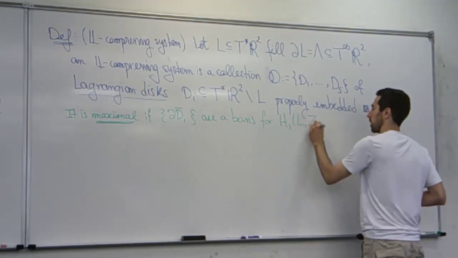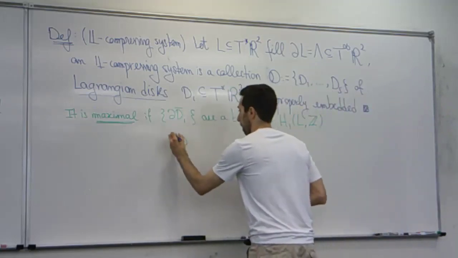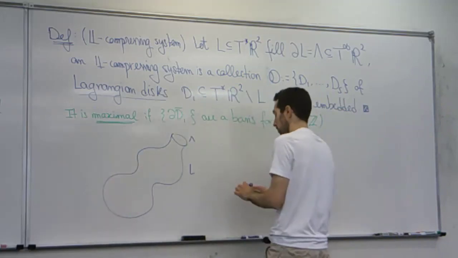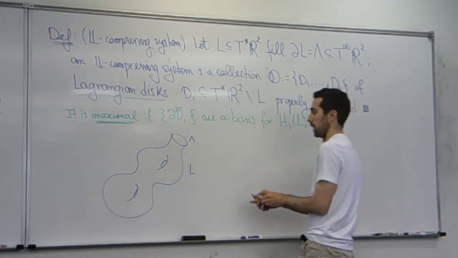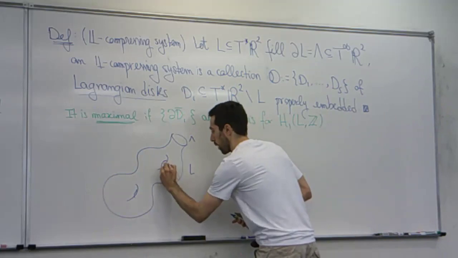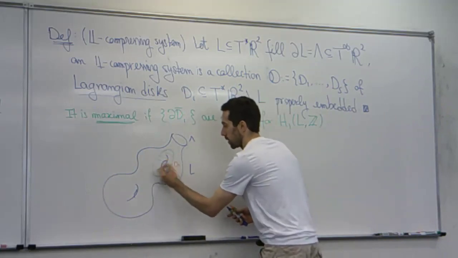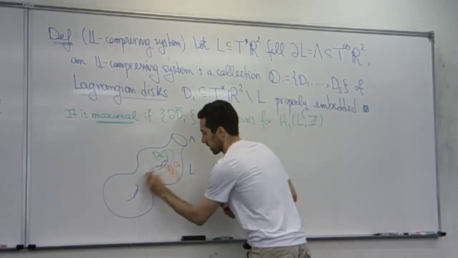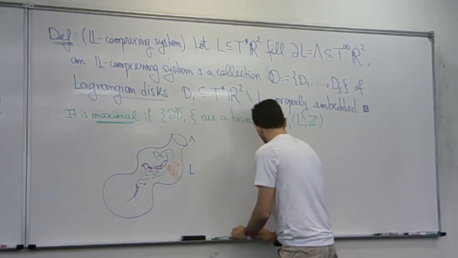So maybe the picture is worth 1,000 words here. You have your Lagrangian filling in here. That's L, that's lambda at the boundary. And now a compressing system would look exactly like a collection of disks in the complement in R4, embedded. That could be D1. Then you would have another disk in here, maybe D2. I mean, there are different kinds of disks. The job is whatever you can find.